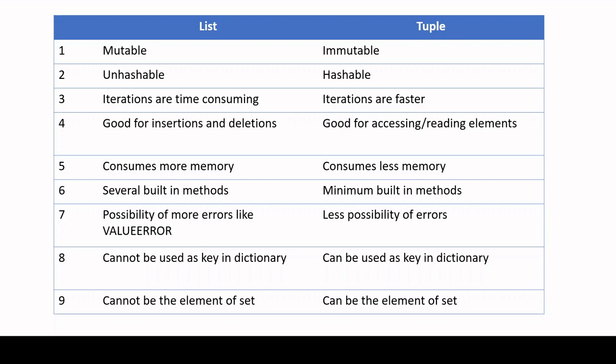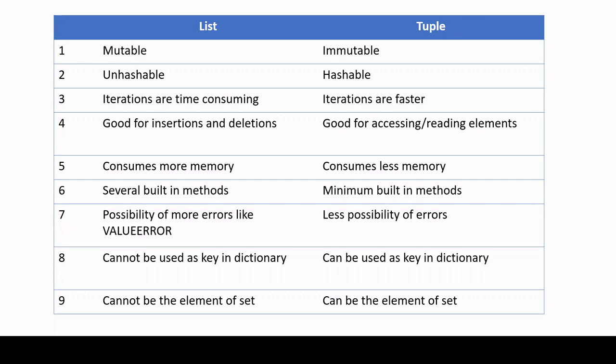As it has more built-in methods, for each and every method there is a possibility of an error whenever I don't pass the correct value. For example, if I am using pop and I don't give a proper index, or I give an invalid index, then it will throw an error. If I use the remove method and I pass a value that does not exist in the list, then it will throw an error.